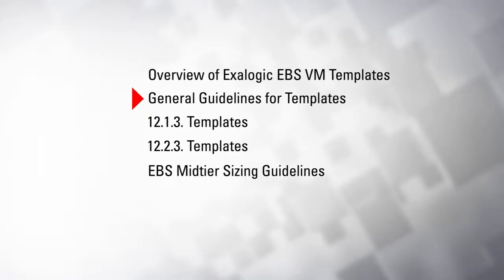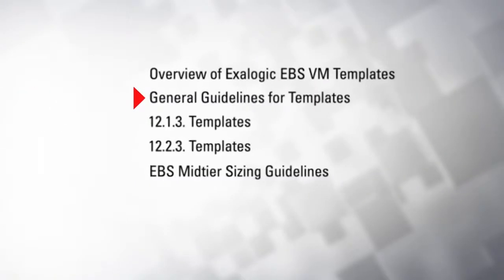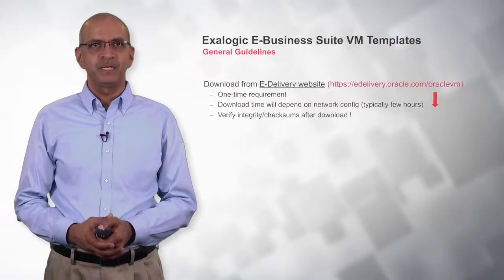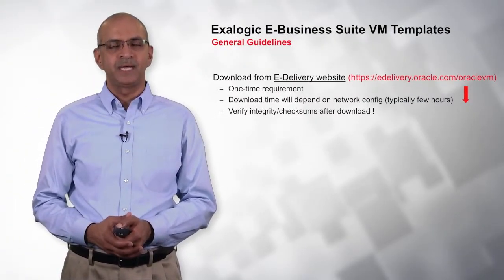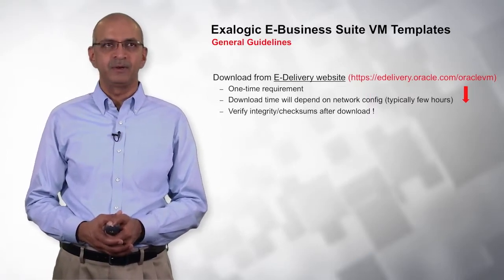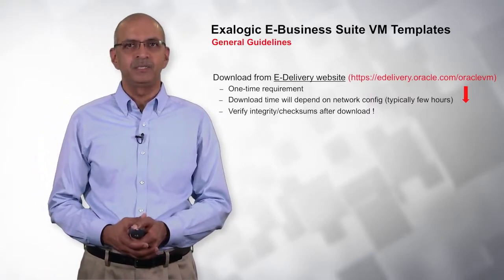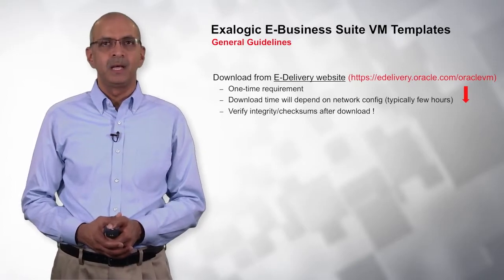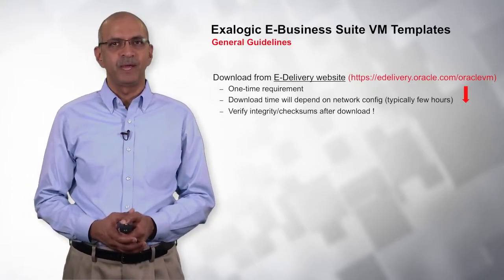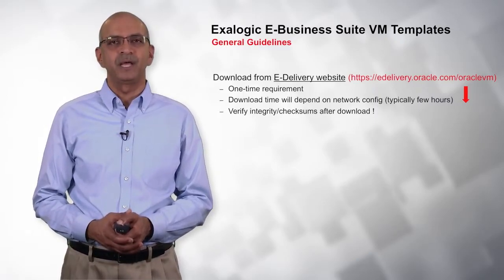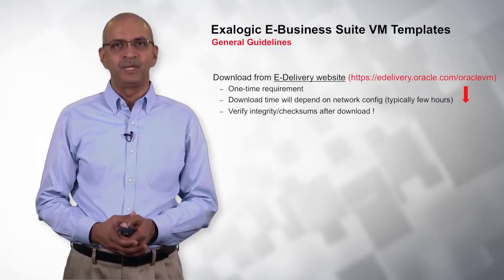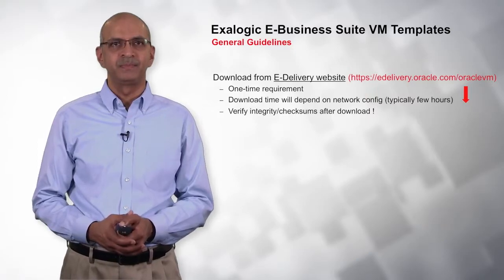Let's take a look at some general guidelines. Obviously, you need to download these templates from eDelivery. This is a one-time requirement. The download time will depend on your network configuration. Some of these templates are large, up to 31 gig in size. Please make sure that you verify integrity and checksums on these files after you download them to make sure that you don't have issues later on when implementing or deploying these templates.